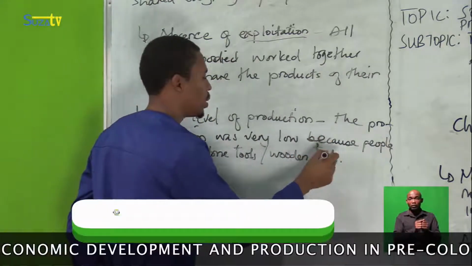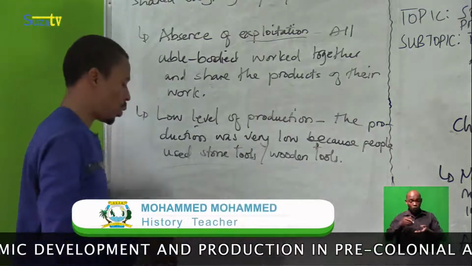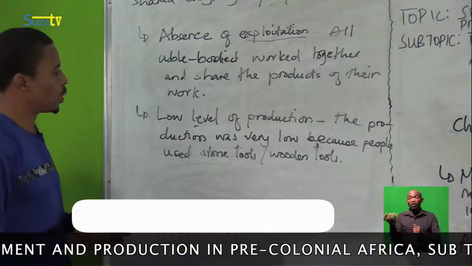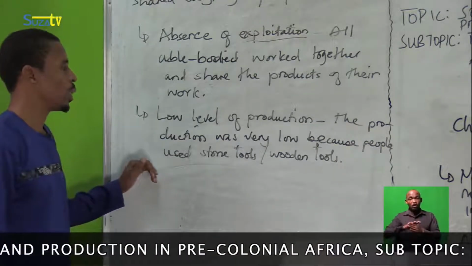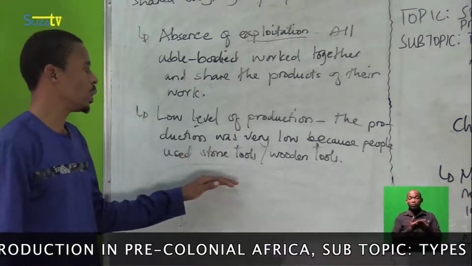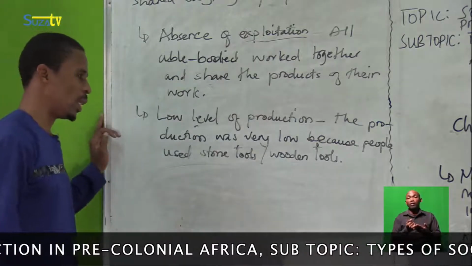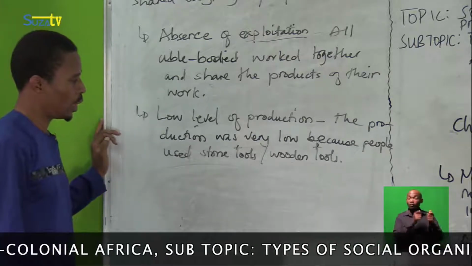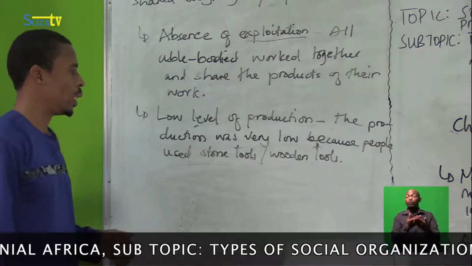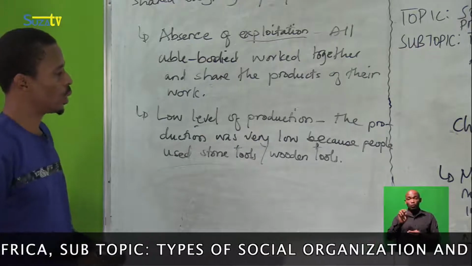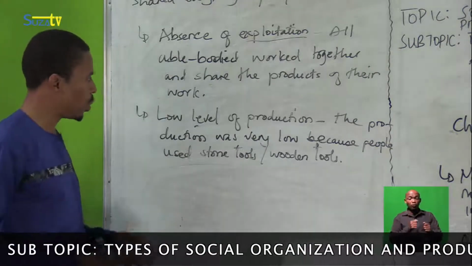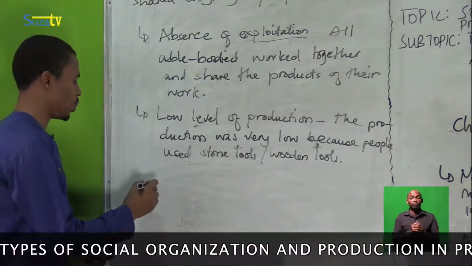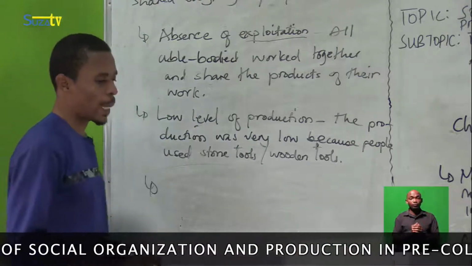Sometimes you can get low production because of the tools you use in such production. So the community members got low production. They didn't have surplus in their production because of the tools they used. They used stone tools and wooden tools, which could not be used to produce more. That's why production was very low.